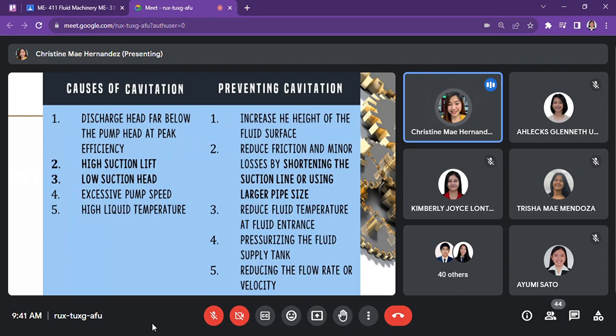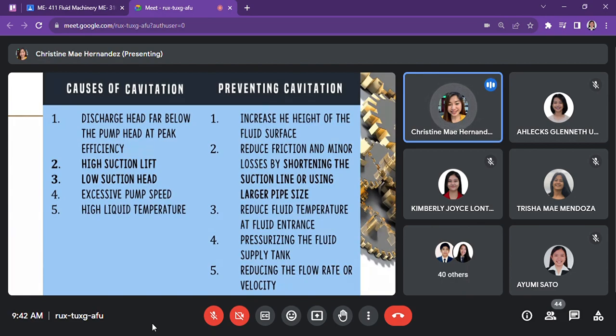So, in order to prevent cavitation, meron din tayong 5 na steps. So, increase the height of the fluid surface, reduce the friction and minor losses by shortening the suction line or using a larger pipe size.